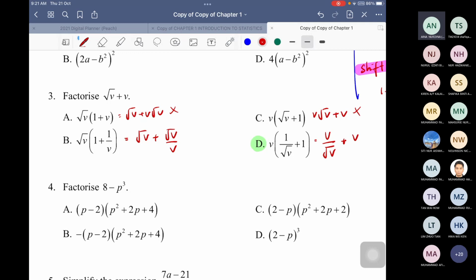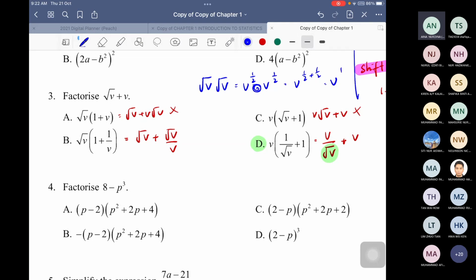Tapi kenapa D adalah jawapan dia? Okay, sebabnya you boleh manipulate you punya function ni. So what happened for D adalah, untuk case ni, dia ada square root dekat bawah. So we have a square root down here. And according to the rule, kalau kita ada square root V darab square root V, ni sebenarnya adalah V kuasa setengah darab dengan V kuasa setengah. And according to the index rule, kalau dia adalah darab, kita boleh tambah kuasa tersebut. So this is going to be V kuasa setengah tambah setengah, which is equivalent to V kuasa 1.